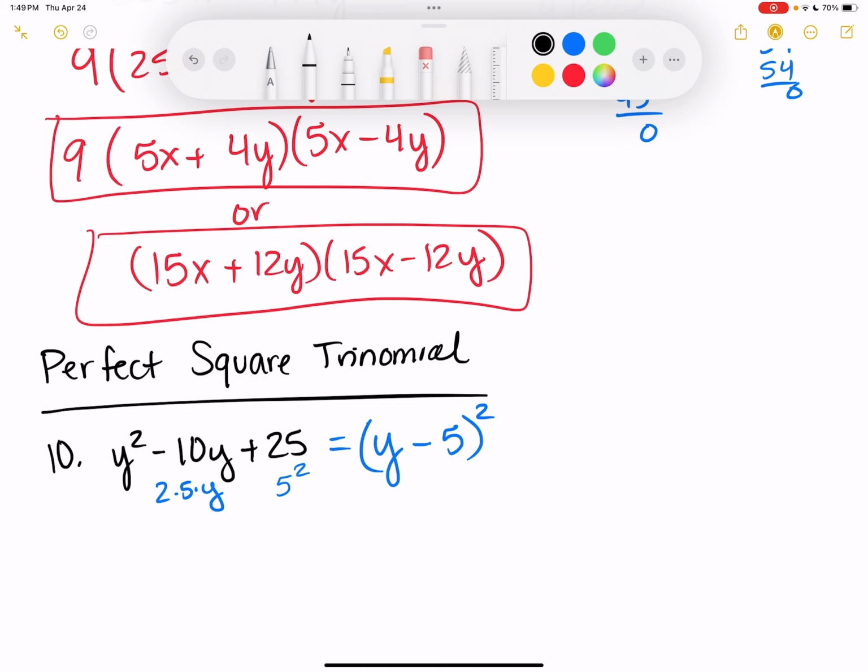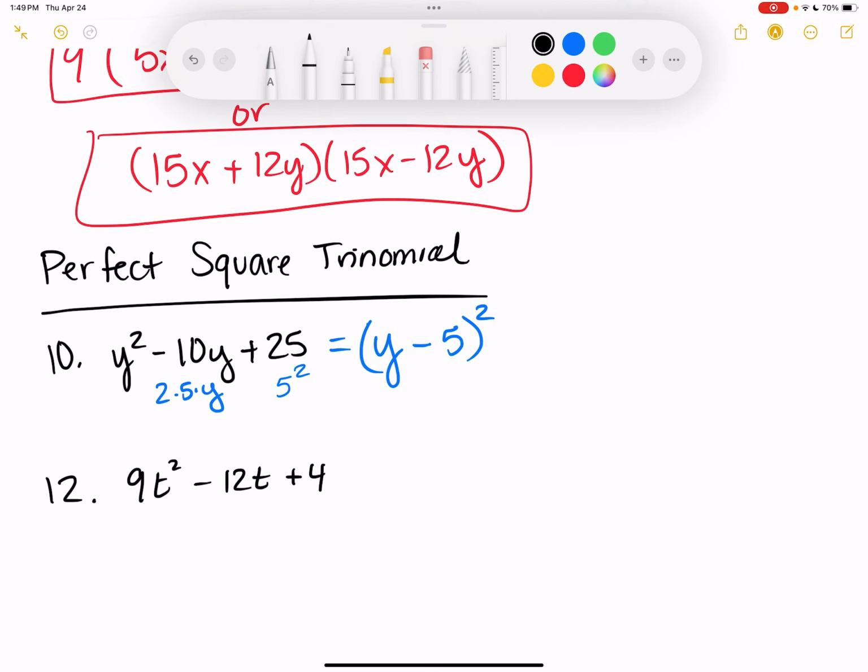12. 9t squared minus 12t plus 4. So this first term is 3t squared. The last term is 2 squared. So that means my middle term, if we keep the sign, should be 2 times the first term times the last term. So that means that this is 4 times 3 is 12, so I'm good there. This is, in fact, a perfect square trinomial.